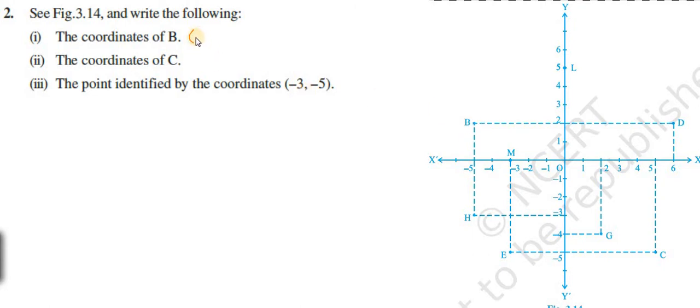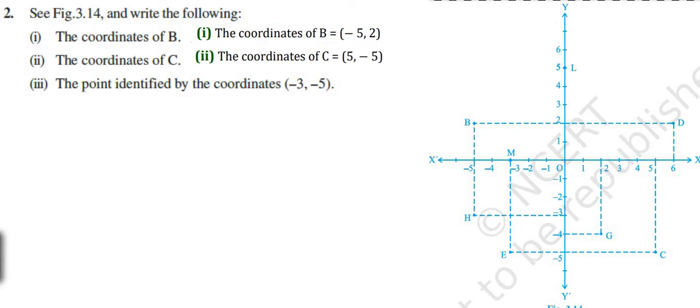So it is -5 comma 2. Is it clear? So it is -5 comma 2. Now next, what is the coordinates of C? C is here. Here x-axis 5 and y-axis -5. So it is 5 comma -5.